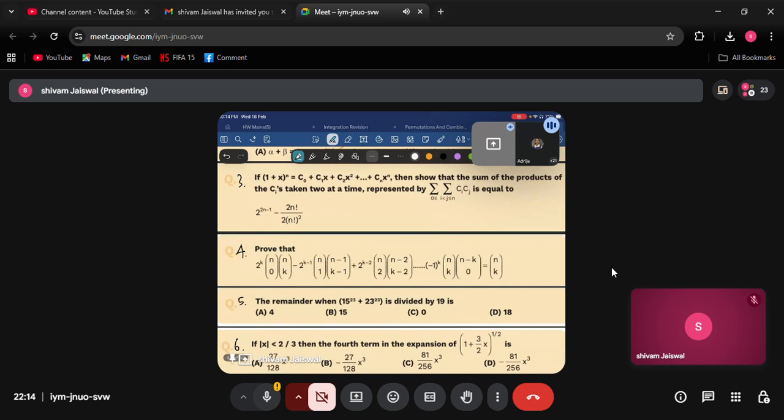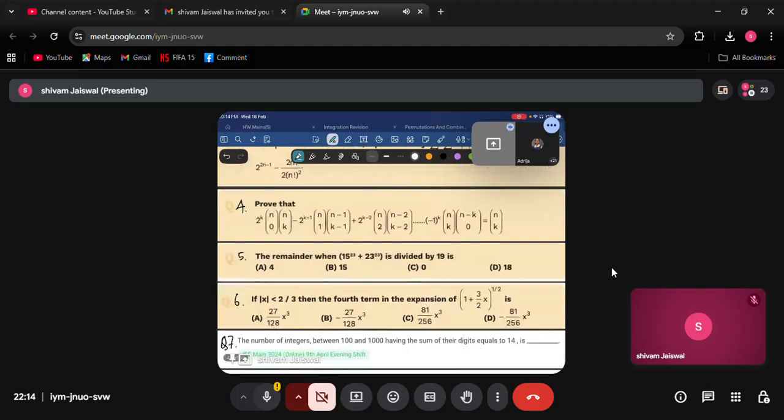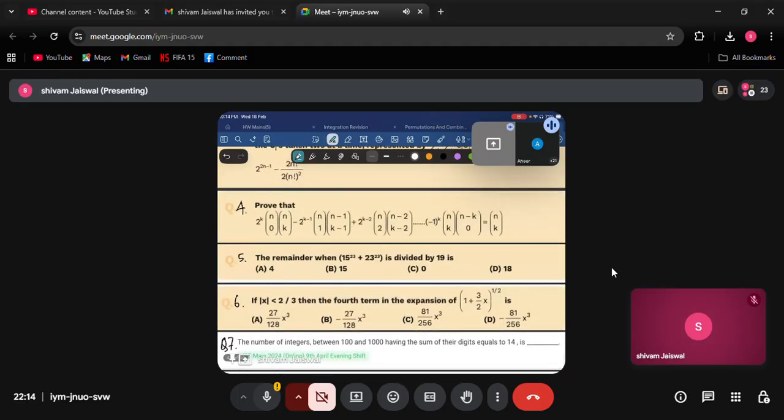Number 3, anyone having any doubt? Proof problem. Number 4 is also a proof problem. Anyone having any doubt, you can ask me. Number 5 is very easy. 5 is option C. Anyone having any doubt, you can ask me now.